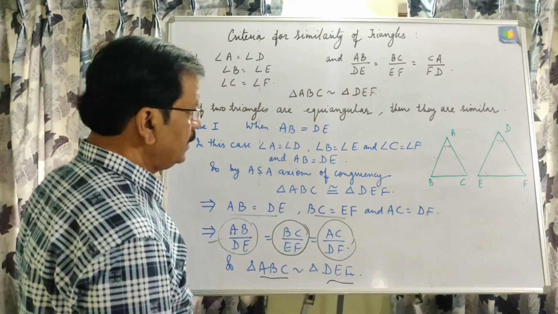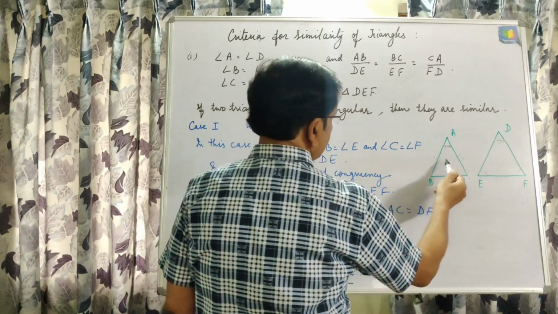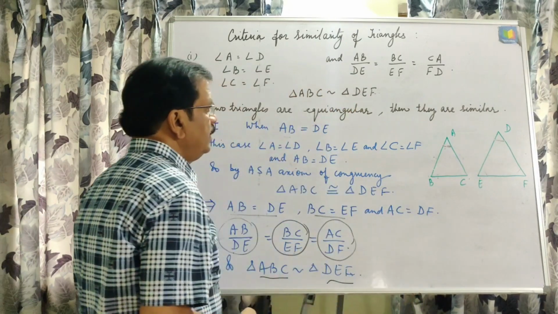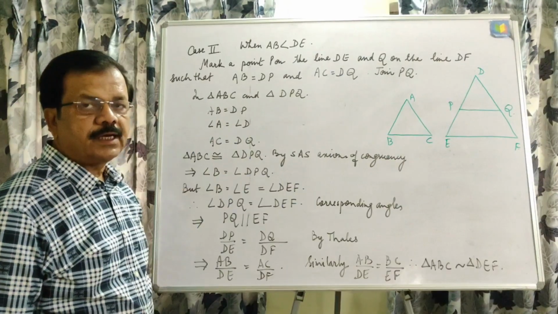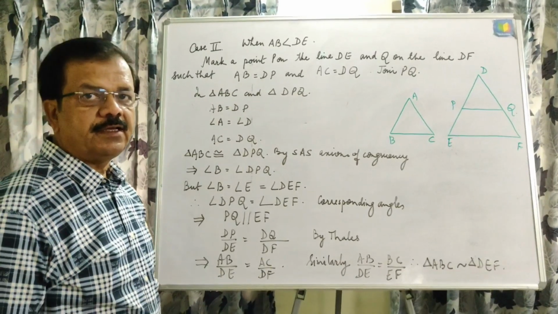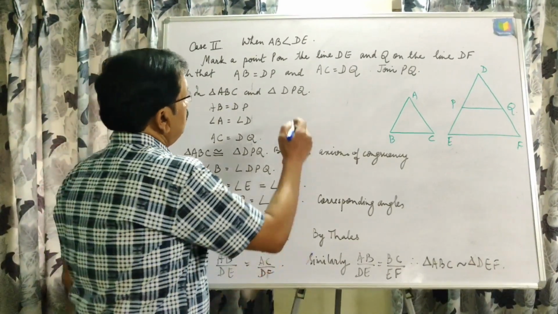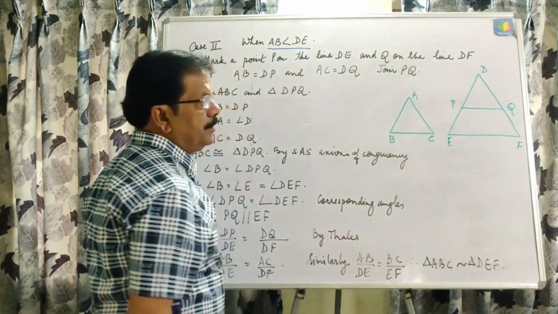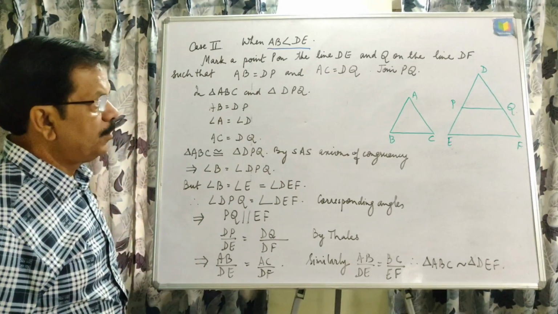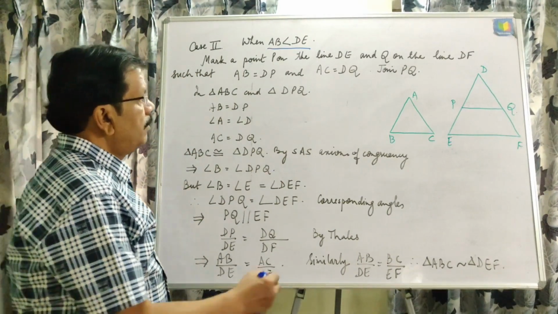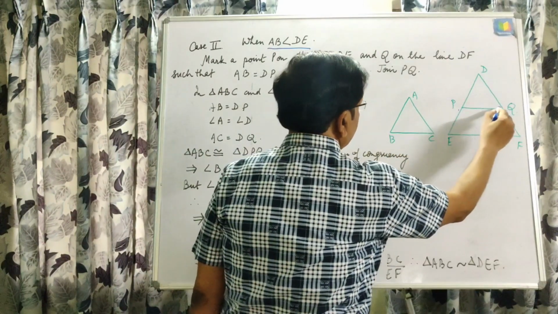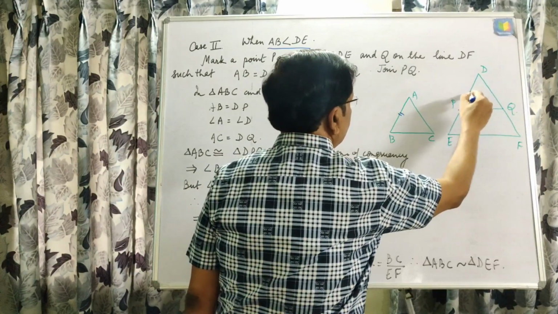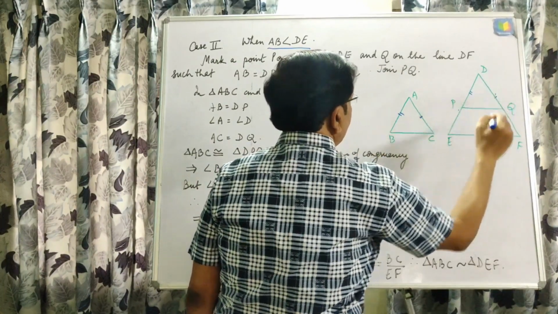Now we will take another case, that is AB is greater than DE and the next one, AB is less than DE. Now the second case of equiangular triangles to be similar is that let AB be less than DE, that is the corresponding sides, and mark any points P and Q on DE and DF in such a way that AB is equal to DP and AC is equal to DQ.